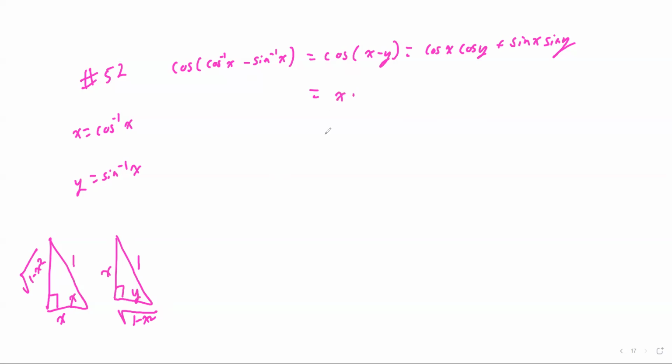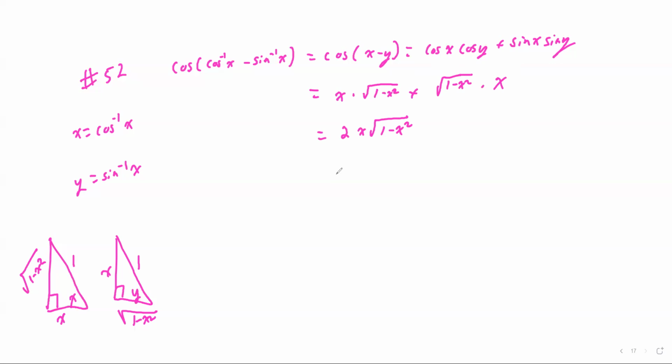Cosine of y would be times the square root of 1 minus x squared, plus sine of x, which would just be the square root of 1 minus x squared, times sine of y, which would just be x. Since I see that these are the exact same thing, I can just say, well, I have 2x square root of 1 minus x squared. And so that would be your final result there as well.